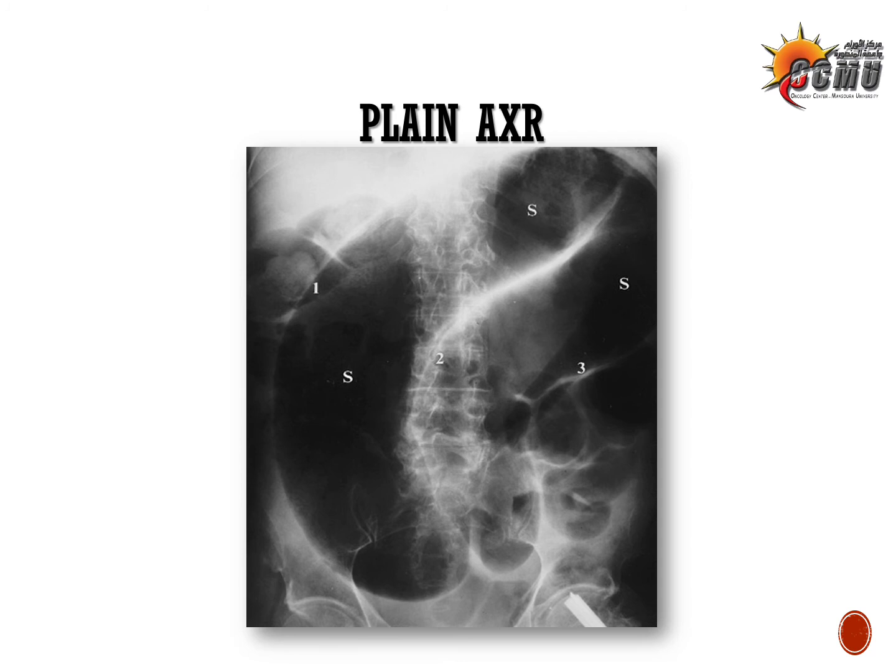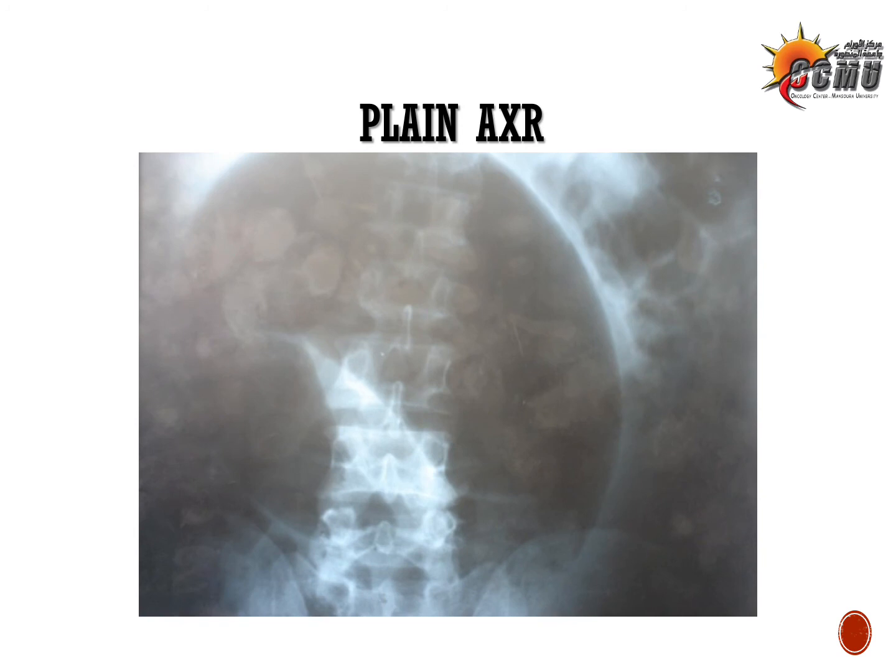And this is actually a sign called the coffee bean sign or inverted U-shaped sign, which denotes sigmoid dilatation due to sigmoid volvulus. Again, this is the coffee bean sign or inverted U-shaped sign of sigmoid volvulus in a plain abdominal X-ray film.